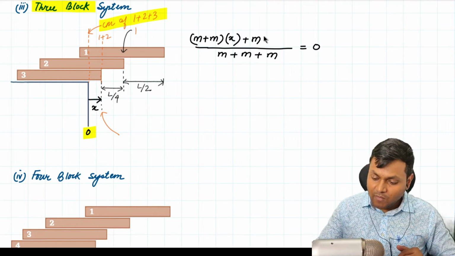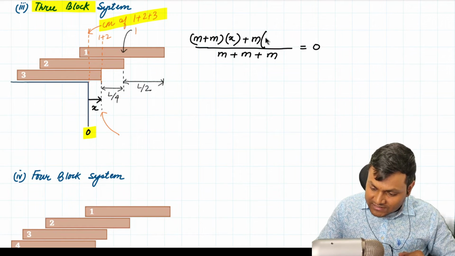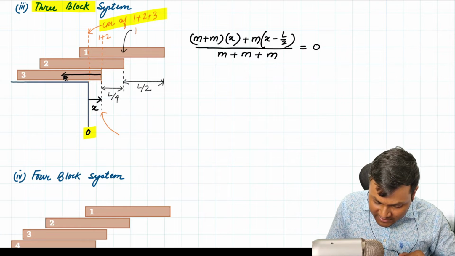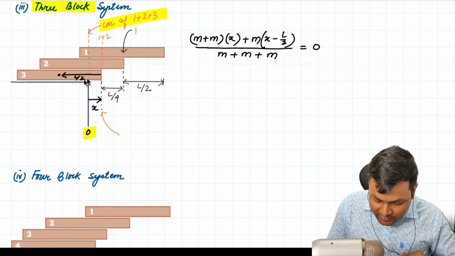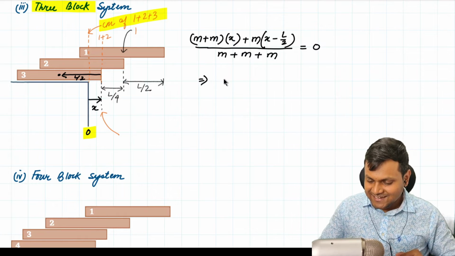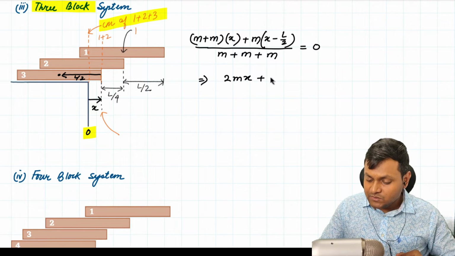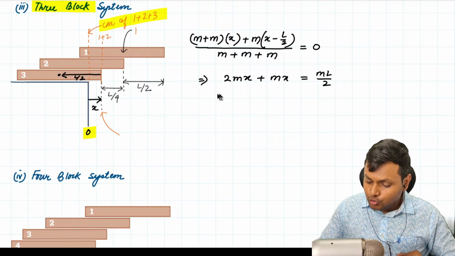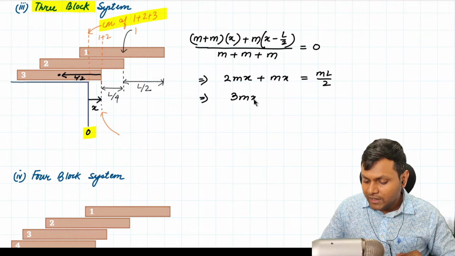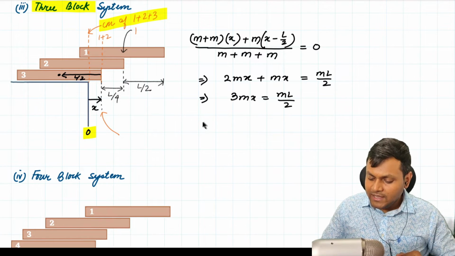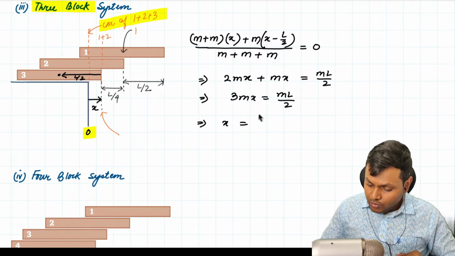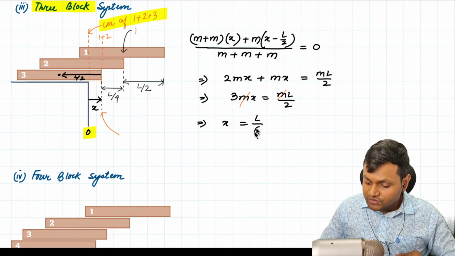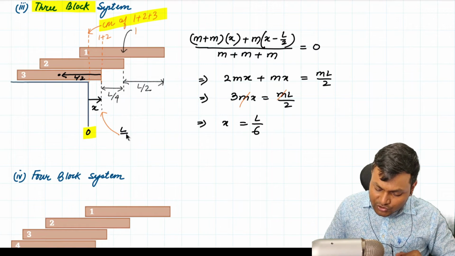Where is the center of mass of 3 at? The center of mass of 3 is at x minus L upon 2, so it is at a distance of x minus L upon 2 somewhere here. All right, so in that kind of a situation, what is x? x is 2mx plus mx minus mL by 2, which comes out to be mL upon 2, or 3mx is equal to mL upon 2, or x is equal to L upon 6, since m and m get cancelled. So here x is supposed to be L upon 6.